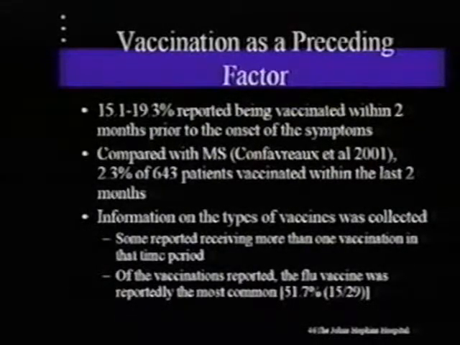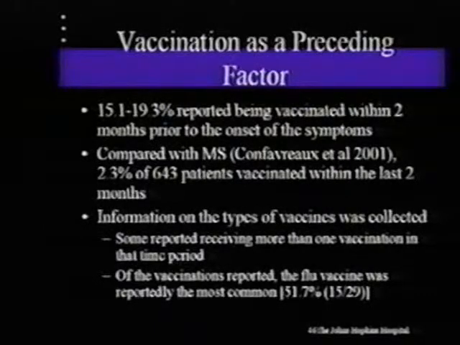Now, there's been a lot of interest from patients, from caregivers, even in the medical literature about vaccination. And so we've asked the question, are more of you vaccinated preceding the transverse myelitis than would be otherwise expected? Now let's compare with multiple sclerosis. Other studies which have been done have shown that a recent study that came out in the New England Journal of Medicine, 2.3% of patients with MS had been vaccinated in the 2 months preceding this evaluation. And by contrast with transverse myelitis, it's a much higher percentage.